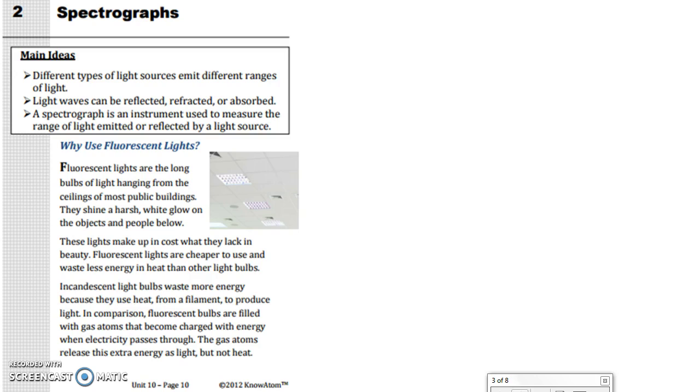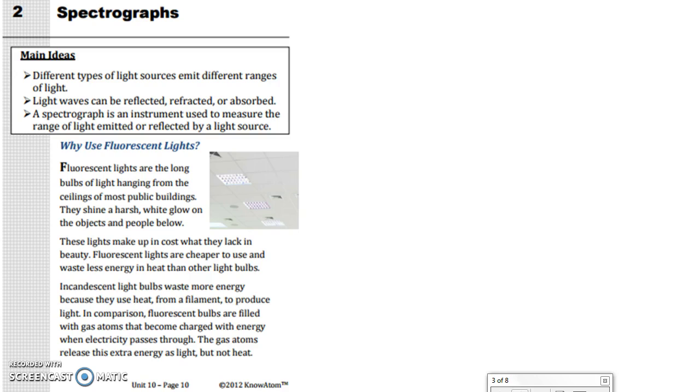Why use fluorescent lights? Fluorescent lights are the long bulbs of light hanging from the ceilings of most public buildings. They shine a harsh white glow on the objects and people below. These lights make up in cost what they lack in beauty. Fluorescent lights are cheaper to use and waste less energy in heat than other light bulbs.